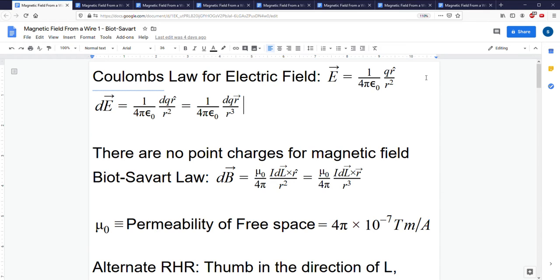We could also write Coulomb's law in a differential form if we have a charge that was spread out. In that case, it was dE equals 1 over 4 pi epsilon naught times dq r hat over r squared. And sometimes it would be more useful to write it in terms of r vector over r cubed, since r vector was easier to write than r hat.